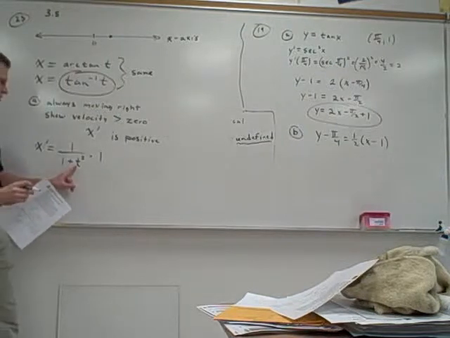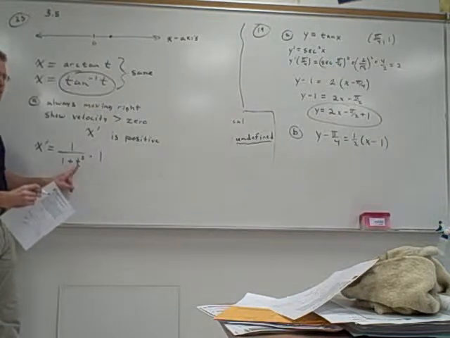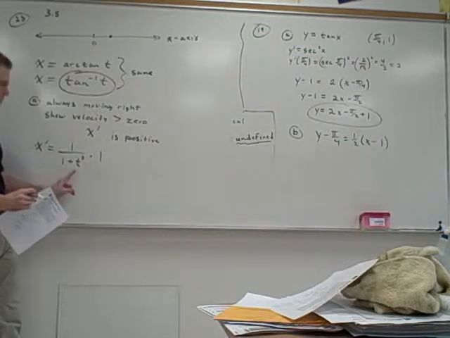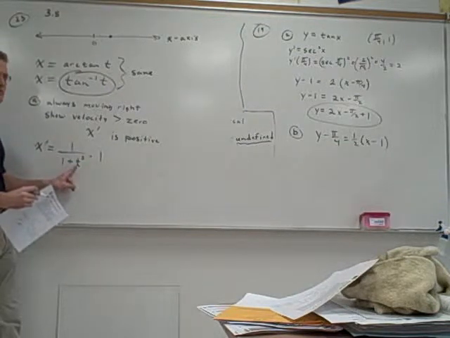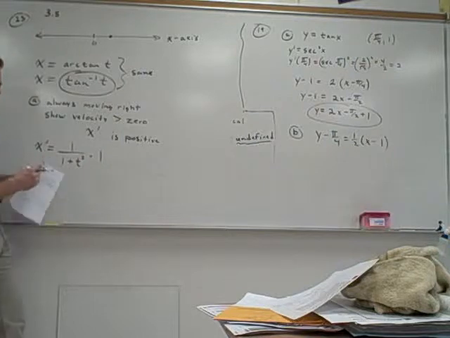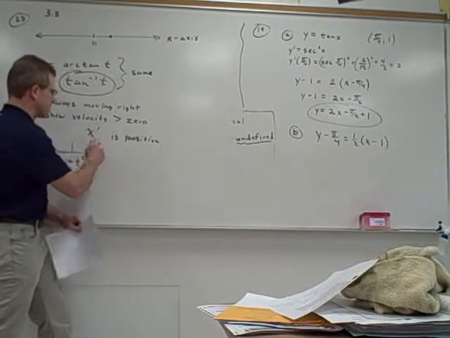Now, think about the denominator here. Is there any way that this expression could ever be negative? No, when you square a number, you get a positive, don't you? And then you add 1, that's still positive. 1 divided by positive times another is always going to be positive. So I'm going to just finish this up.